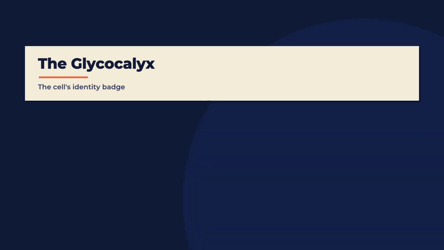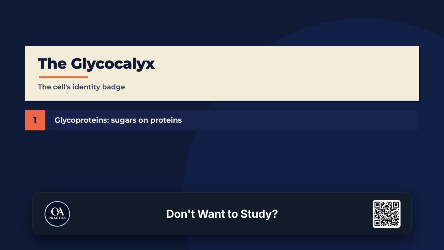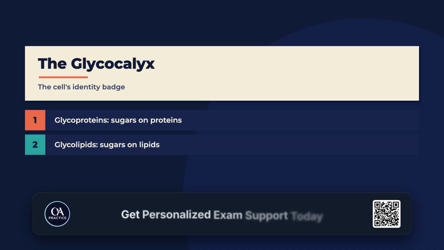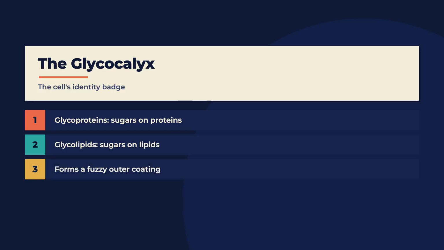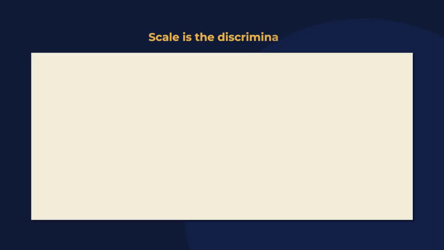On the outer surface, sugar chains attach to proteins and lipids to form glycoproteins and glycolipids, together creating the fuzzy glycocalyx coating. Because its composition is specific to each cell type, it acts as a molecular identity badge, which is exactly what immune cells read, and it's why blood typing and transplant compatibility depend on these surface markers.